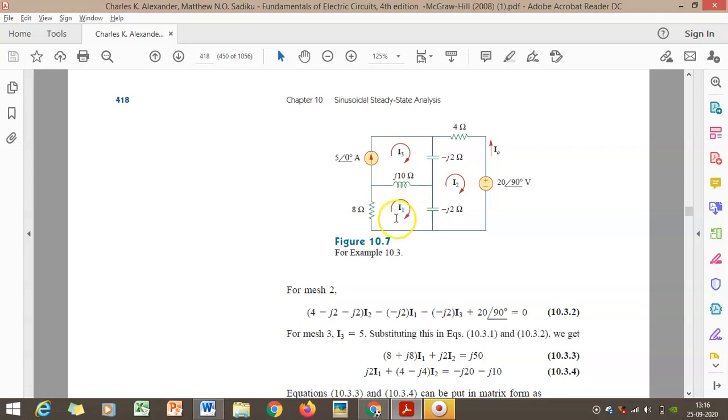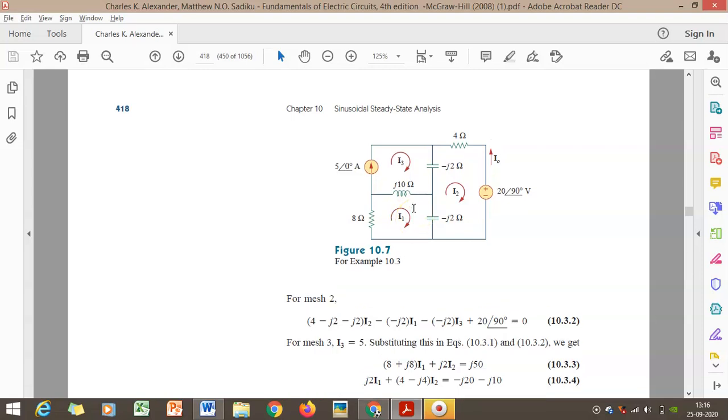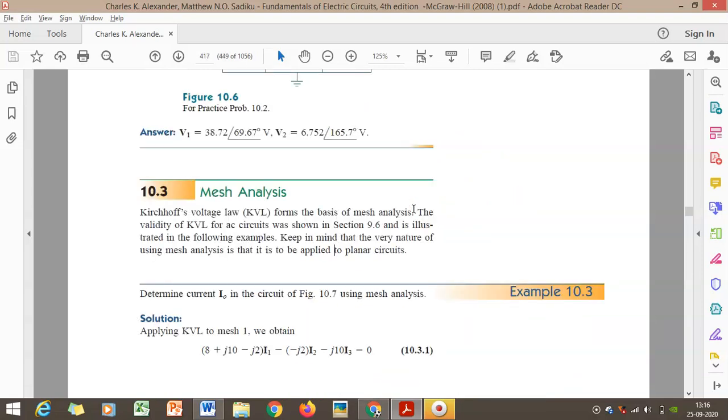For the first mesh, the current is assumed as I1. Second mesh it is I2. Third mesh it is I3. In the third mesh we have a current source connected to the circuit. In the second mesh we have a voltage source connected. In the first mesh we don't have any sources connected to the circuit. Okay. What we are going to do is we'll take them one by one.